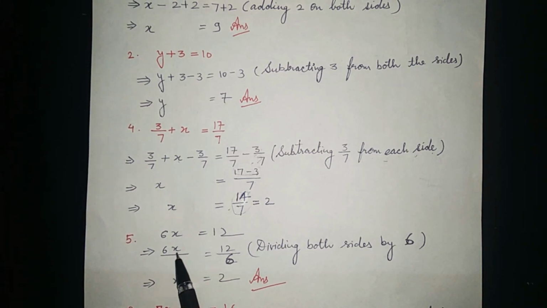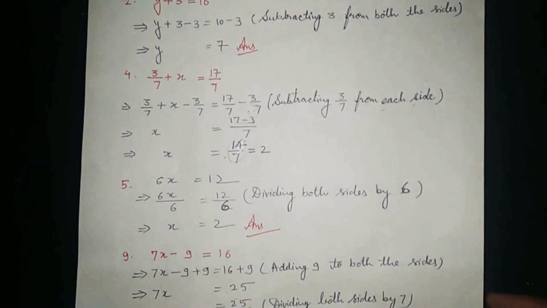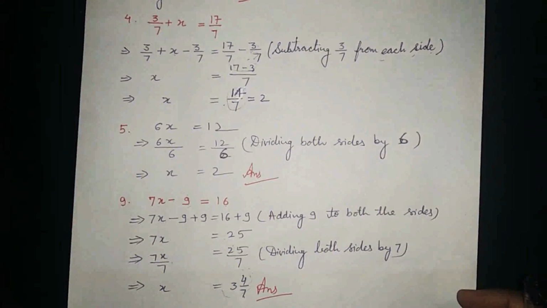6x divided by 6, 6 ones are 6, 6 ones are 6. 1 into x, x only. Here 12 divided by 6, 2. So value of variable is 2. Okay. Now see the question number 9.